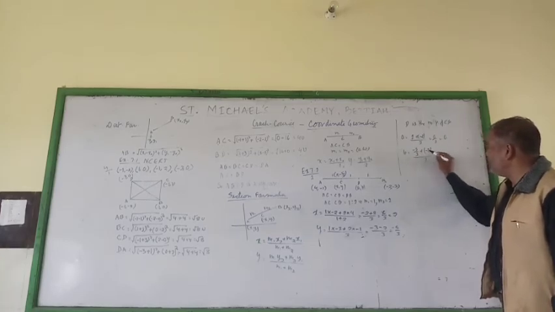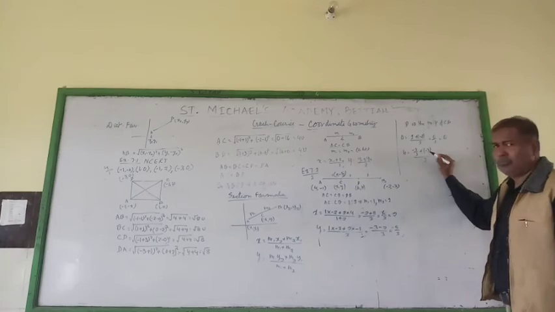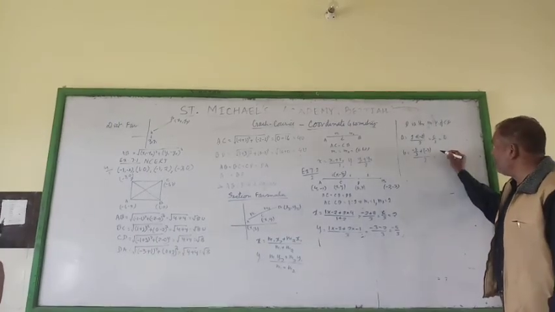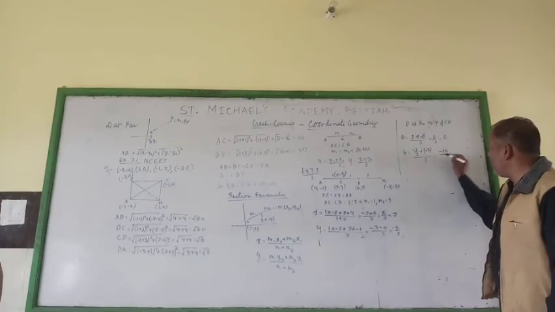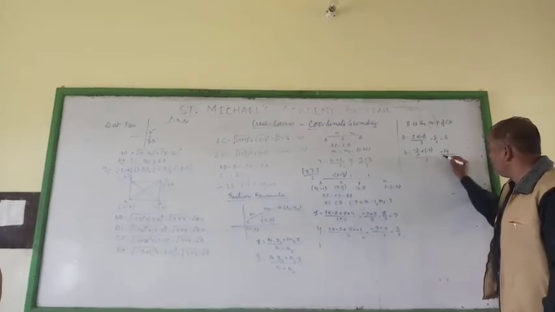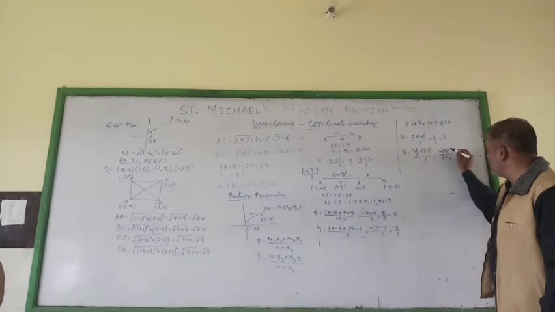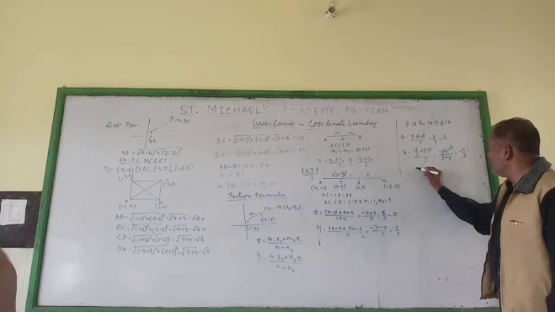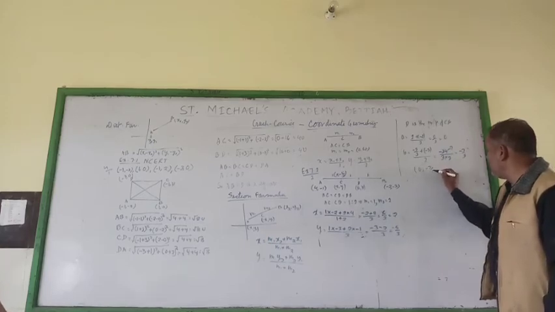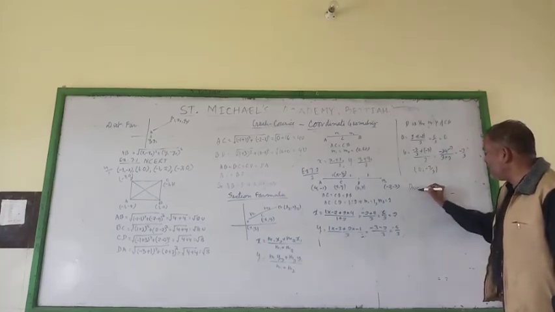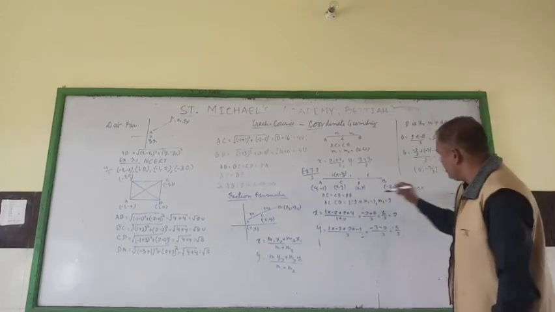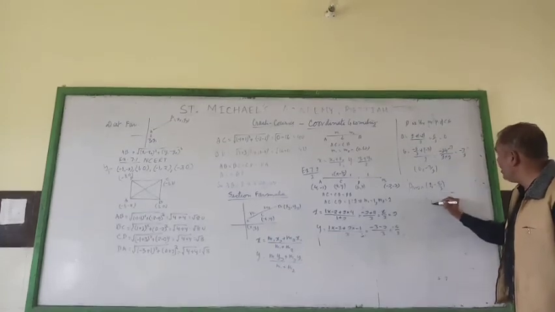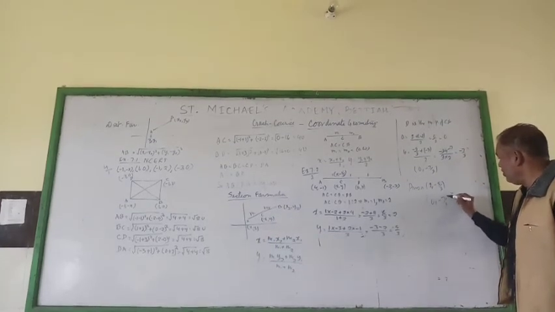3 3 ja 9. 9 and 5, 14. Minus 14 upon 3 will come down. 3 into 2, 2 7 ja. That is equal to minus 7 upon 3. So your coordinate is 0 and minus 7 upon 3. So what is your answer? 2 and minus 5 upon 3 and 0 and minus 7 upon 3.